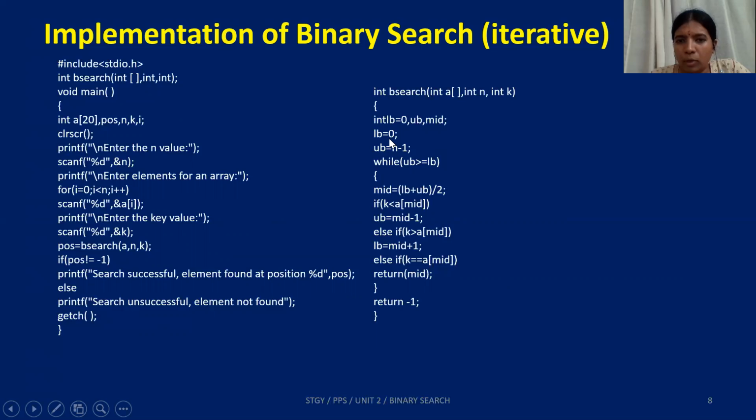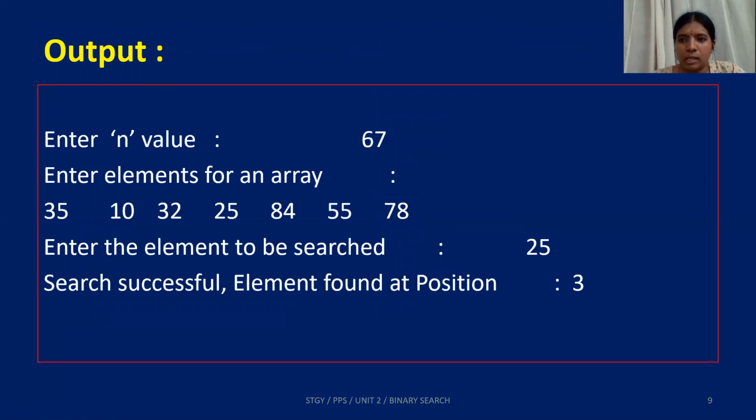I set my lower boundary to 0, that is the first element of the array, and upper boundary to n-1. As long as upper boundary is greater than or equal to lower boundary, or in other words, lower boundary is less than or equal to upper boundary, you find your middle element by dividing the sum of lower boundary and upper boundary by 2. If your element is lesser, you search in the first half, or else if your element is greater, you search in the second half, or else if your element is equal, you return the middle position. Any one of these should be true, but if the boundary crosses, you return -1, indicating that the search is unsuccessful. So here on the screen is an example.